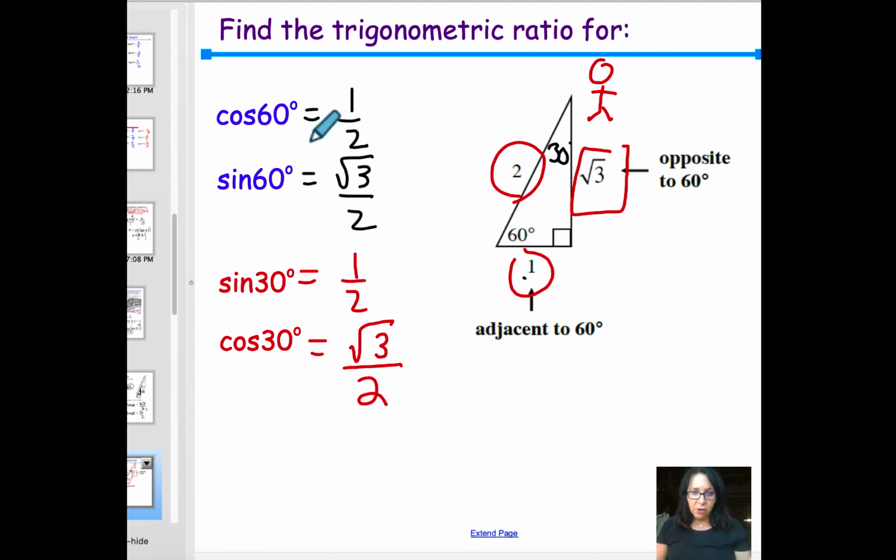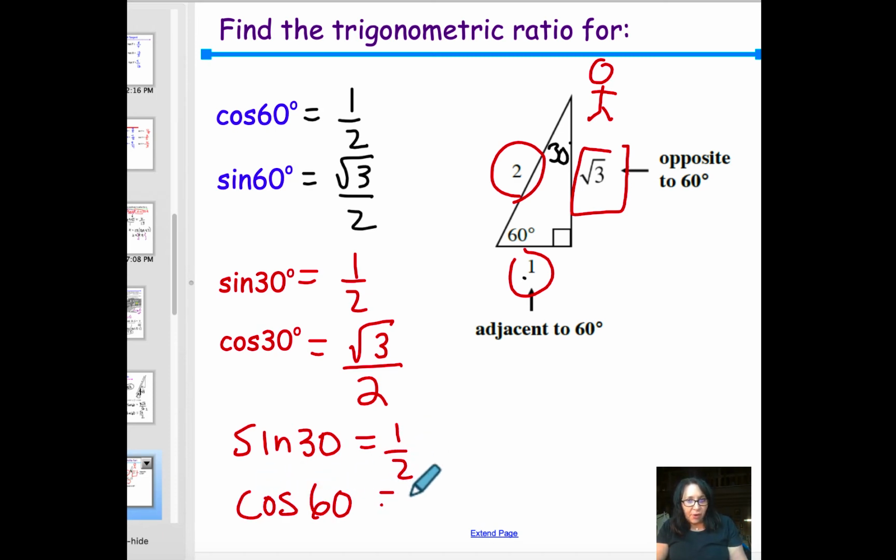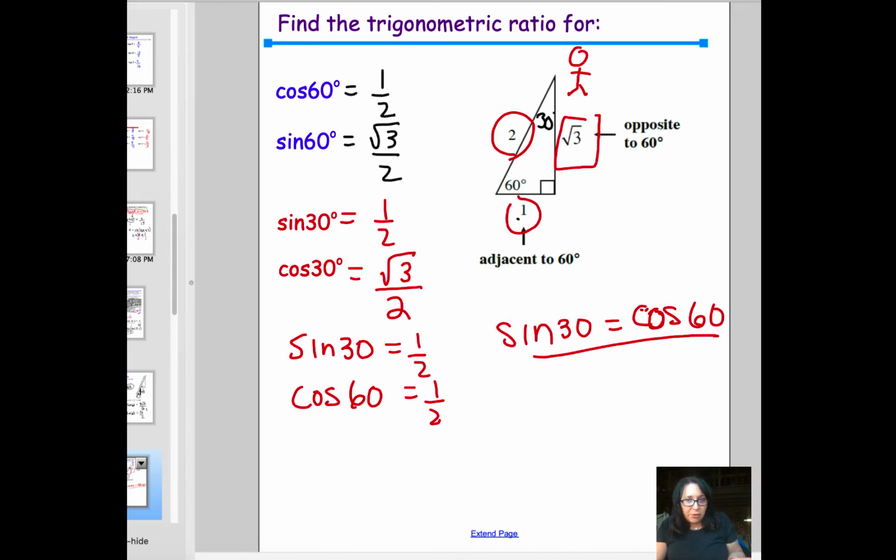What you want to look at are these two functions here. See how sine of 60 is root 3 over 2, and sine of 30 is equal to a half. And you also know that cosine of 60 is also equal to a half. So that means that sine of 30 is equal to cosine of 60 degrees. We actually call those cofunctions, and that's kind of a cool topic. We're not going to do too much of that in this class, but that's just something to be aware of, that these are equal to each other. Likewise, sine of 60 is equal to cosine of 30.